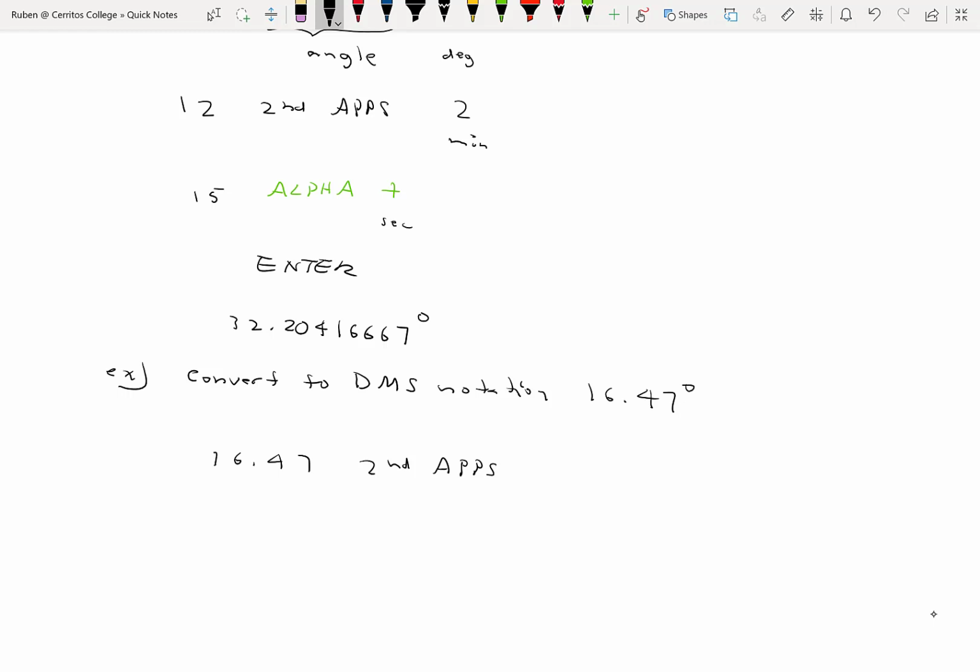And number 4. And then enter. Enter. Okay. And you should see, let's see, 16 degrees, 28 minutes, 12 seconds.